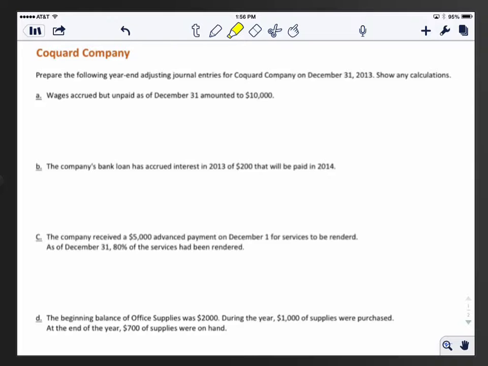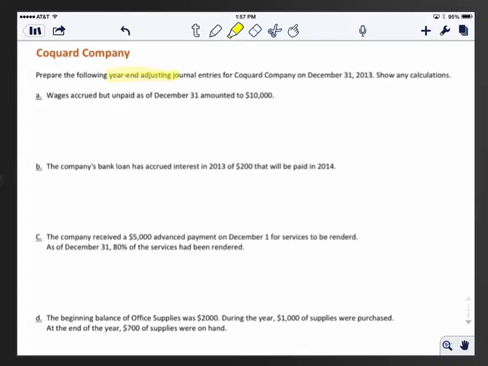So we're looking at year-end adjusting entries. So let's assume a calendar year. So this is going to be 12/31 at the end of a particular year for this company. And we're going to make the adjusting journal entries.